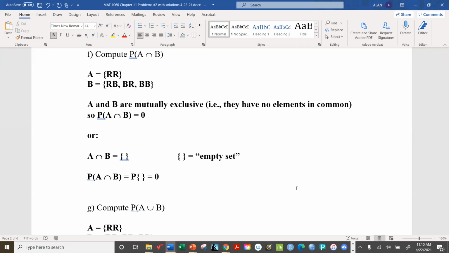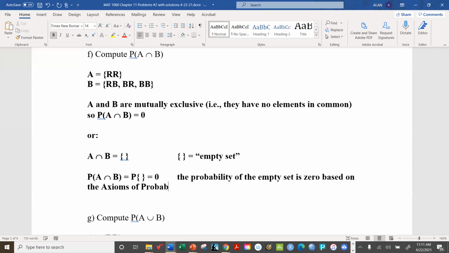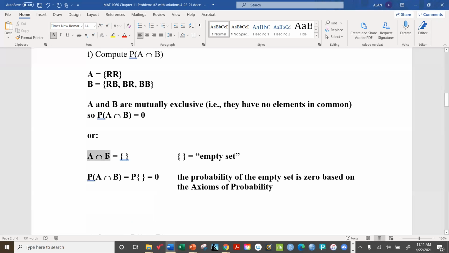And therefore, by definition, remember the probability of the empty set is 0. So the probability of the empty set is 0 based on the axioms of probability. And we also say that in terms of terminology, in that case, this intersection is said to be an impossible event.